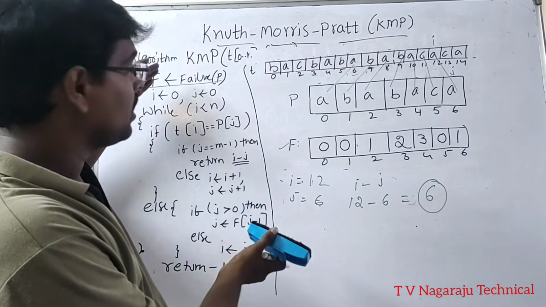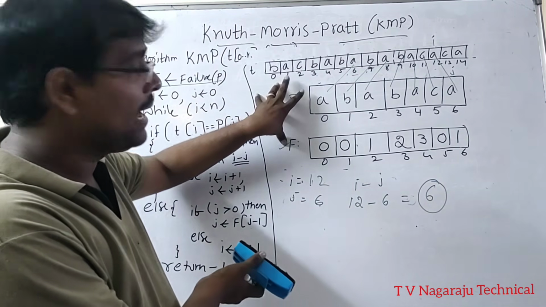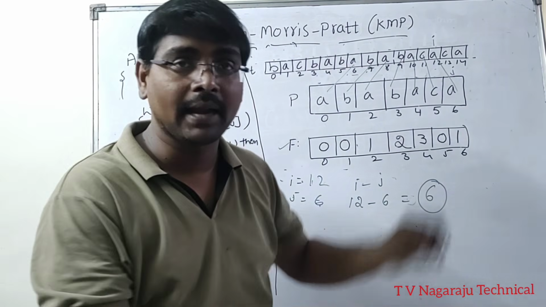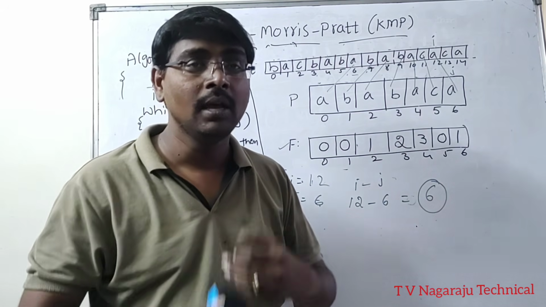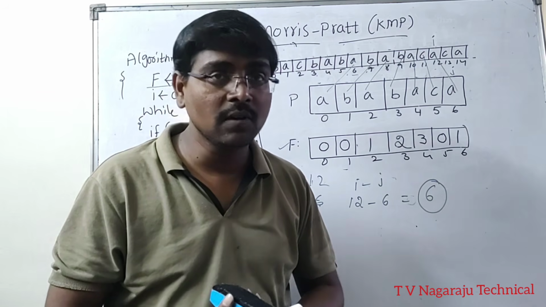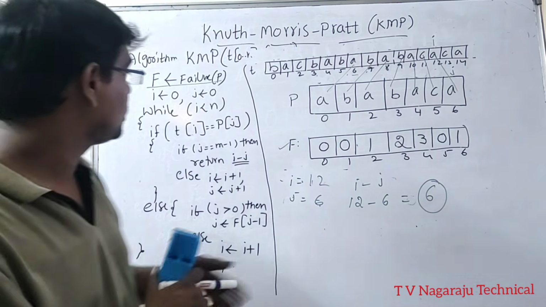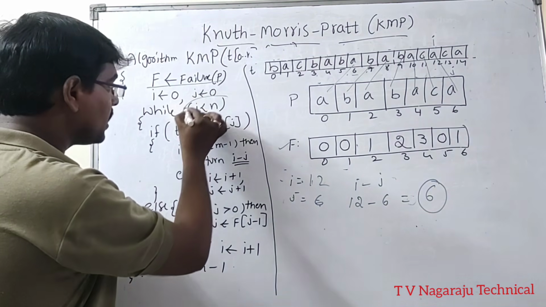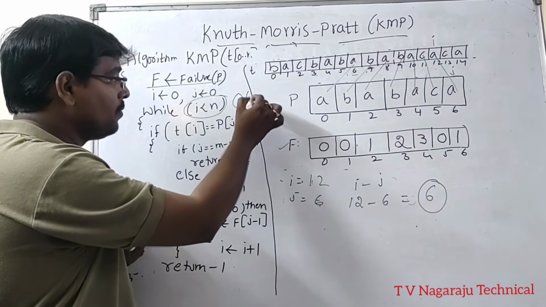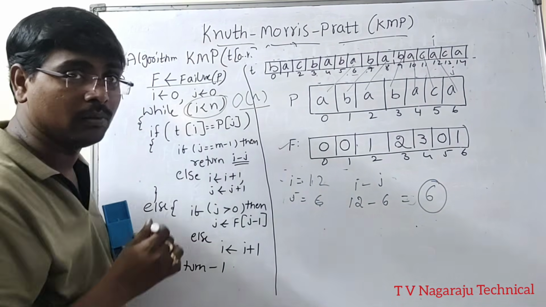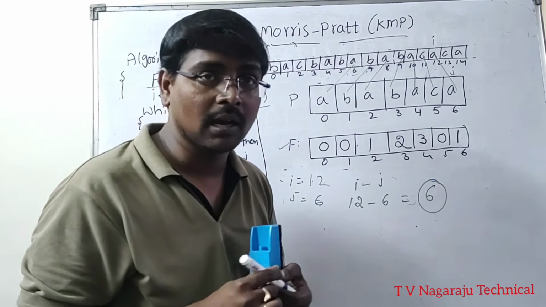This is the way to do the KMP algorithm for pattern matching. If you are using this LPS table, it simplifies the process of comparison. Thus, we achieve linear time complexity. Only one loop is there. The time complexity of big O of n is achieved. Okay, this is the KMP algorithm.